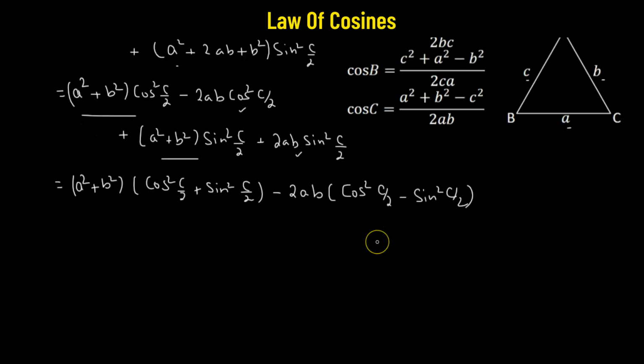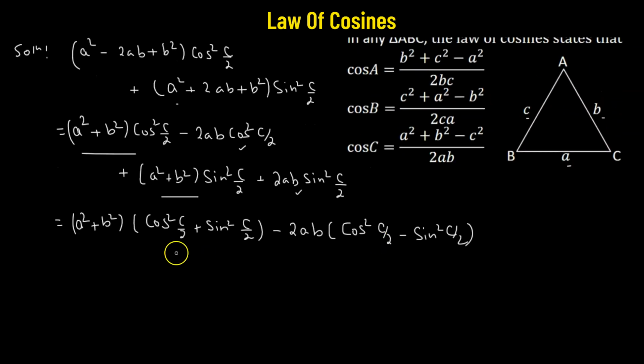Now furthermore, we have an identity here. The identity being that cosine squared C over 2 plus sine squared C over 2 is simply equal to 1. So we have (a squared plus b squared) multiplied by 1, minus 2 times ab. Here, cosine squared C over 2 minus sine squared C over 2 is an identity with value cosine C. Now, what's 2ab cosine C?